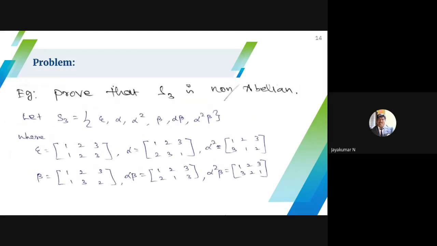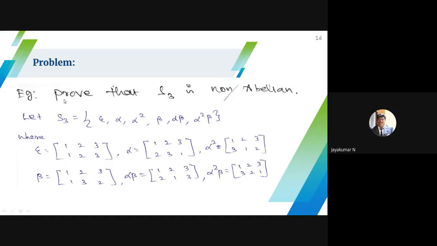Okay, just now I defined what the elements of S3 are, so you have to list them here. Epsilon is nothing but the identity element. You can use any other word. The elements are epsilon, alpha, alpha square, beta, alpha beta, alpha square beta. These 6 elements are members of S3. Okay, so you have to write.